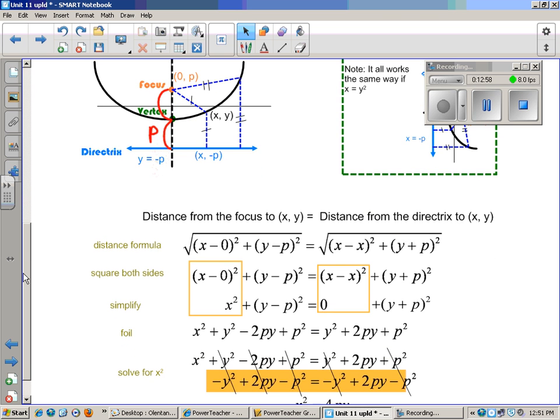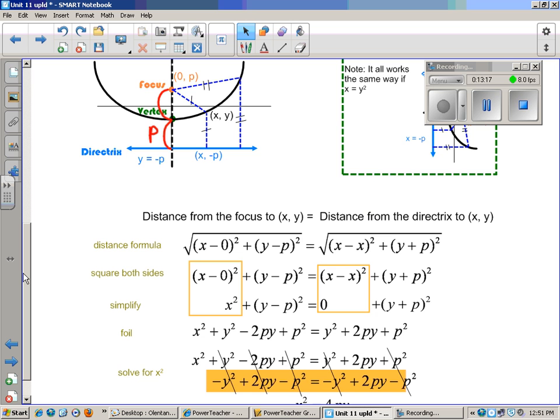So they said, well, x minus 0 is just x squared, because you subtract 0, you get x squared. And then y minus p stays y minus p squared. But x minus x is 0, so that whole thing becomes 0, and then y plus p squared.